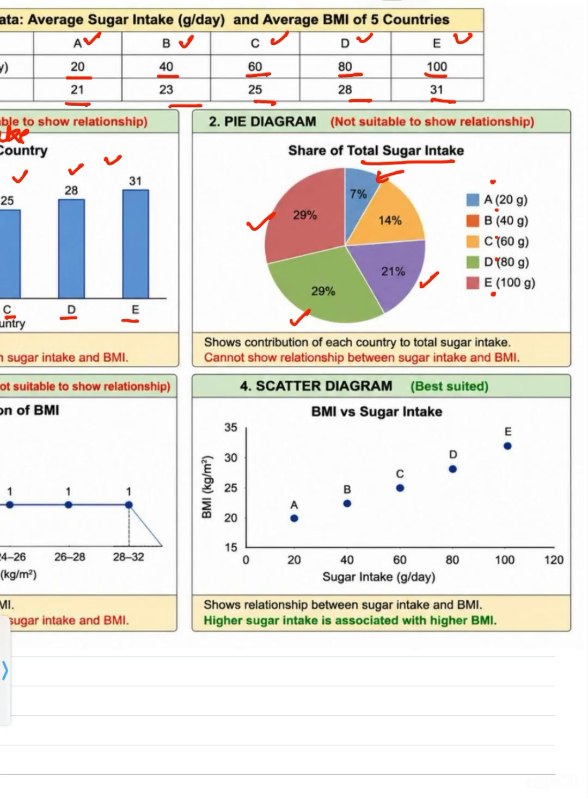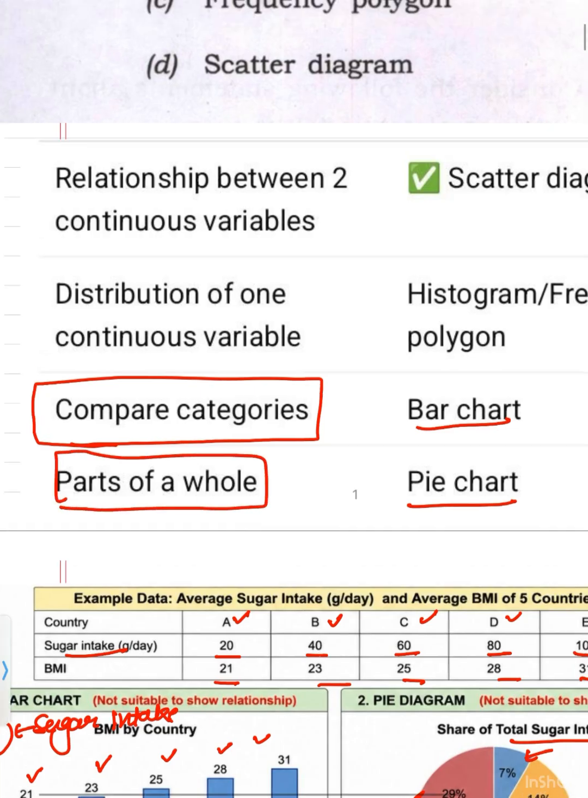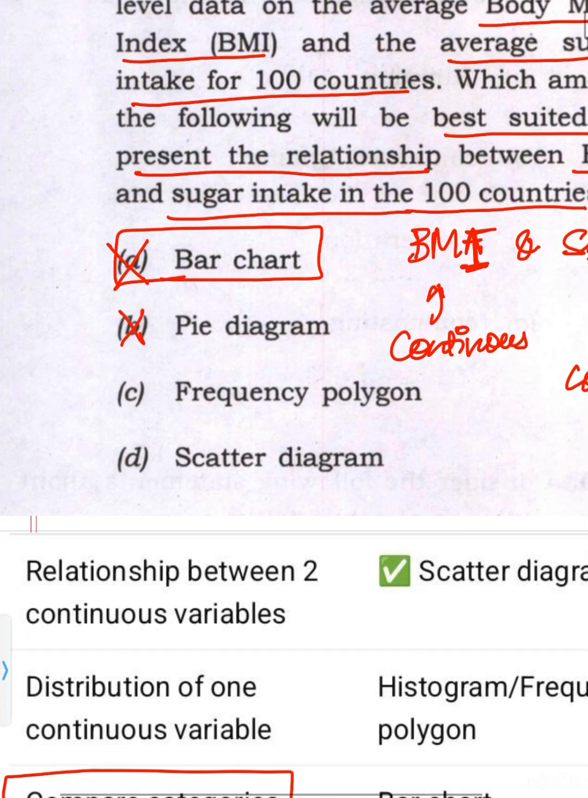The second thing is that we use it when we are showing the relationship between two things, and one is part of the other. Sugar intake is not part of BMI, and BMI is not part of sugar intake. So a pie diagram cannot be made. The concept is that a pie chart is made whenever something is part of a whole. So B is wrong. Coming to C, frequency polygon.